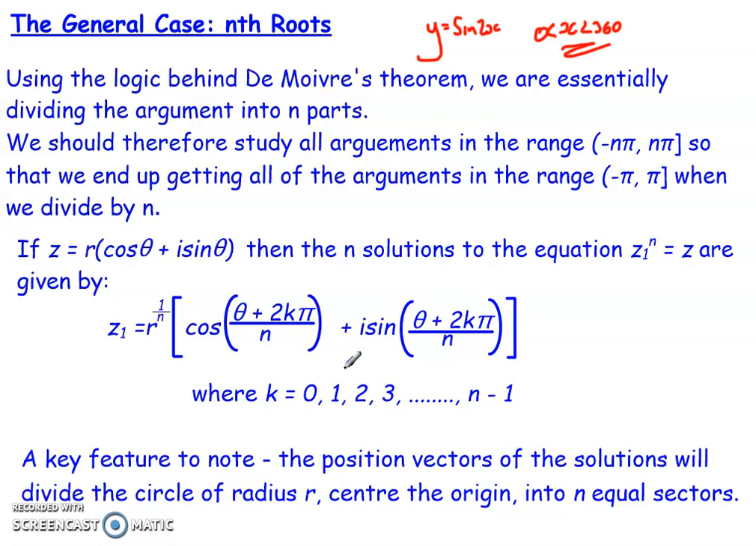So if we went back to the previous example, we know that n is equal to 2, so k would be 0 and 1. That would give me my 2 solutions within the range that I want, and then that would give me the answers. Now, one thing to note is if we were to sketch this, the position vectors of the solutions would divide the circle that our polar form represents, of radius r with a centre at the origin, into n equal sectors. So again, the previous example would split the circle into 2 equal sectors, which would represent our 2 answers.